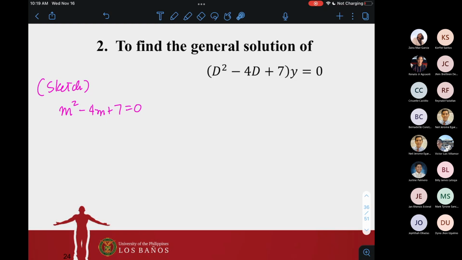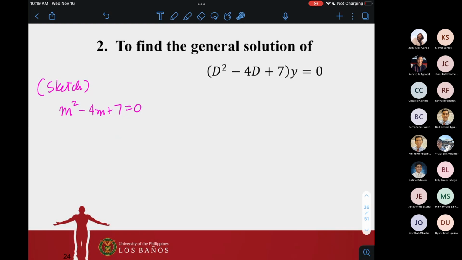Luckily, 7 is prime, so its factors are only 7 and 1. So what are the possible middle terms I can get? If I add them, I'll have plus or minus 8. Or if I subtract, I'll get plus or minus 6. But our target is negative 4m, and I cannot get it using the usual factoring technique. So that tells me it's probably easier to use the quadratic formula here.